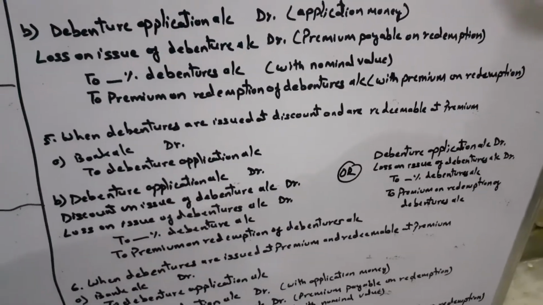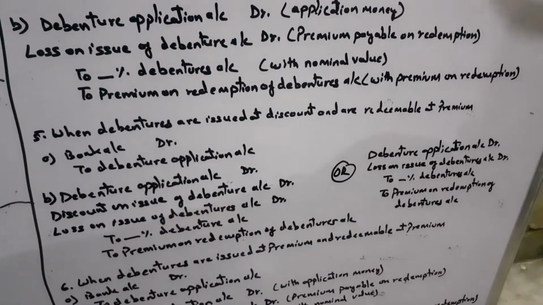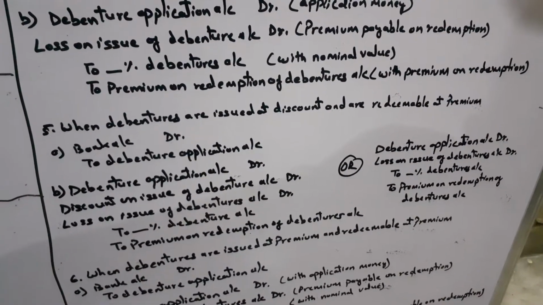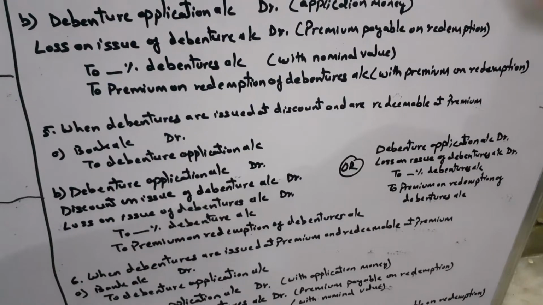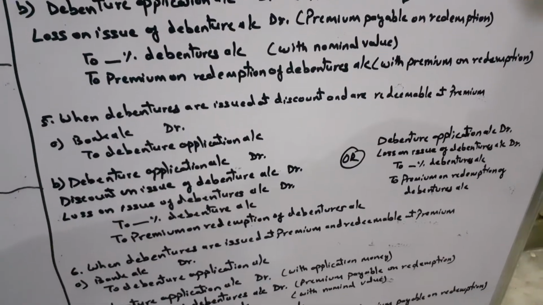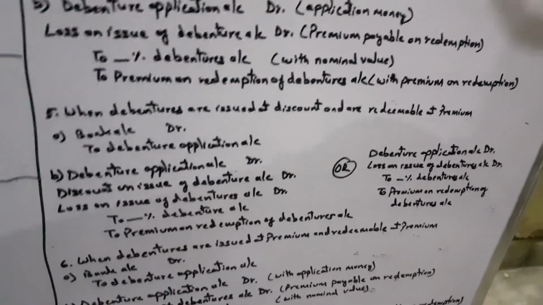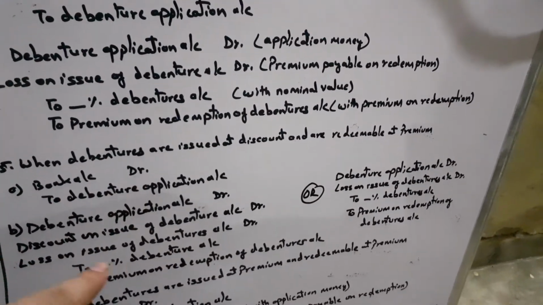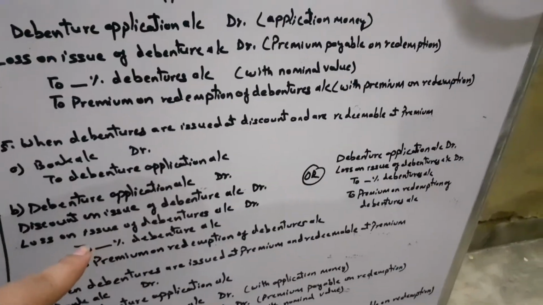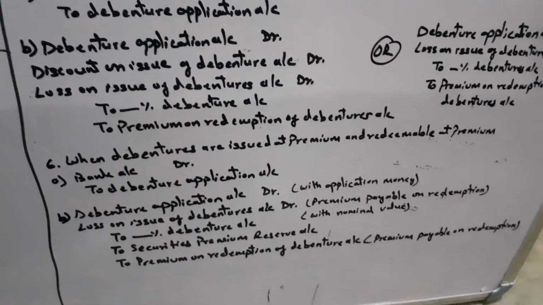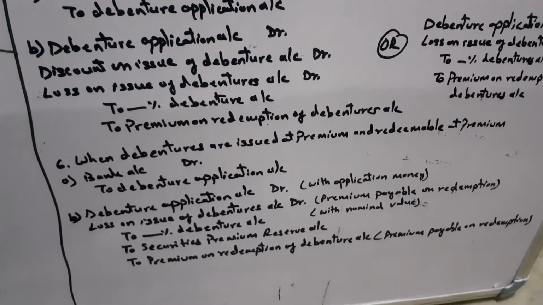When debentures are issued at discount and are redeemable at premium, here debenture application account debit, discount on issue of debentures account debit, loss on issue of debentures account debit, 2% of debentures account to premium on redemption. Alternatively, what entry you can pass? You don't have to write these two amounts. You can write just loss on issue of debentures, whereas you can show the amount of both these entries in one column.